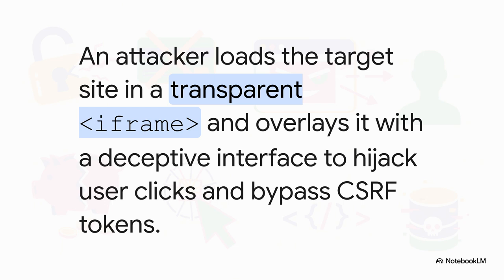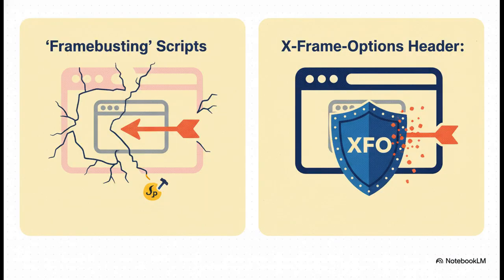The server has absolutely no idea it's being displayed in a malicious, invisible frame. The first attempts to fight this were called frame-busting scripts. They were bits of JavaScript that tried to detect if the page was inside a frame and then bust out. But it turned out these were pretty easy for attackers to defeat. The modern and way more effective solution is a simple instruction from the server called the X-Frame-Options header. It's not a suggestion, it's a direct command to the browser telling it whether or not the page is allowed to be put in a frame at all.